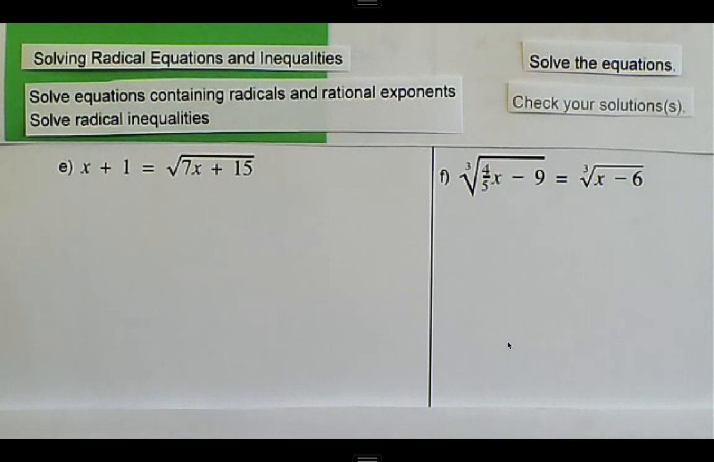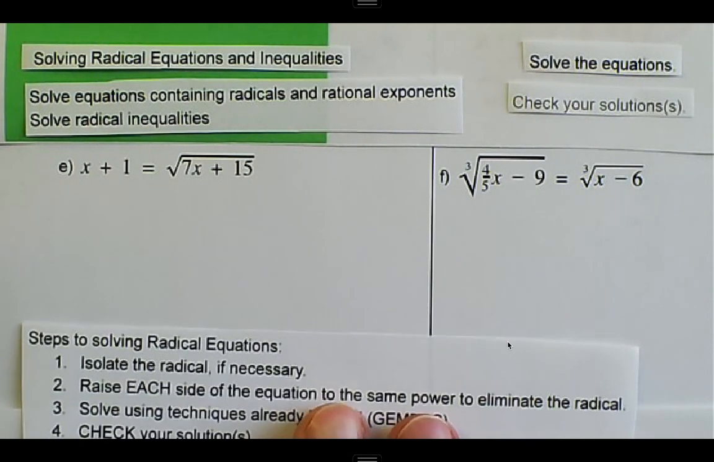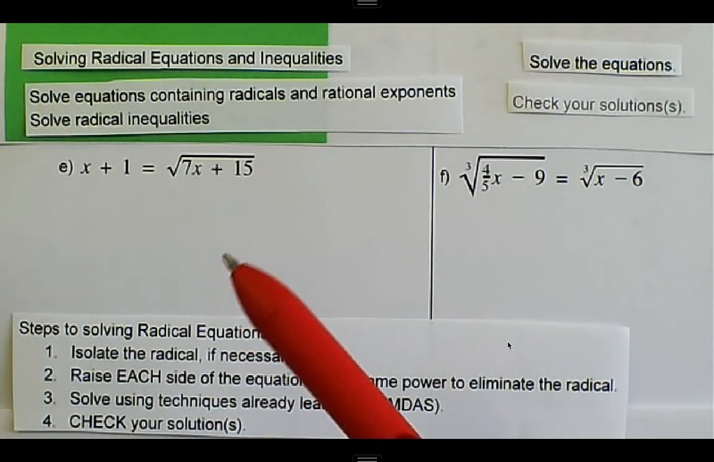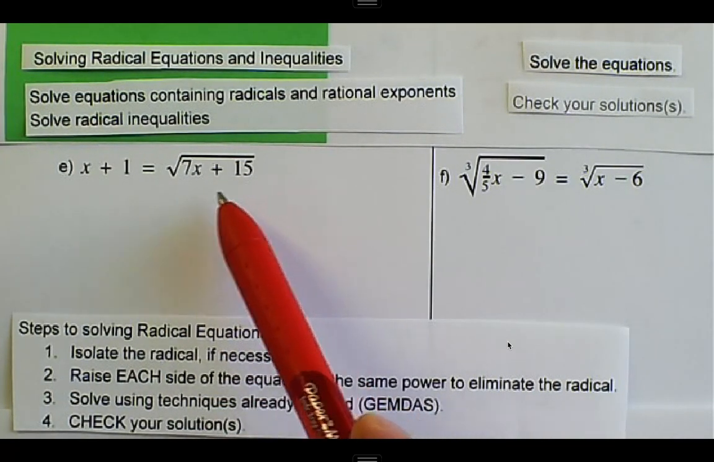We are talking about solving radical equations and radical inequalities. And we're going to solve a couple radical equations, remembering the steps that we have to follow in order to answer these. Step one is isolate the radical if necessary. And in this case, we have the radical isolated already. The square root term is by itself on the right side.